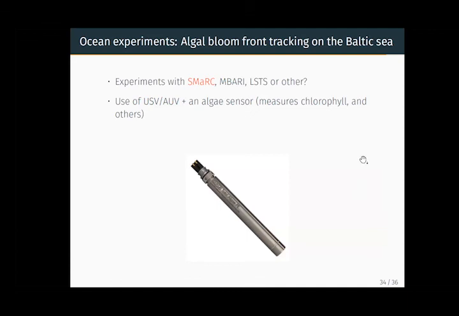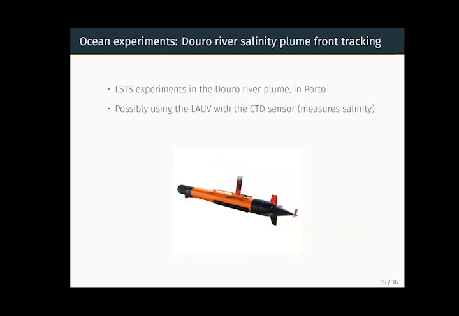And then for ocean experiments themselves, I would possibly have this algal bloom front tracking in the Baltic Sea. This could be experiments with one of these entities. In this experiment, we would use a USV or a UV paired with some algae sensor, such as this one here that I talked with Ivan about. Another ocean experiment I'm planning would be with LSTS in the Douro River plume that I showed you in Porto. We would possibly use a UV like this with a CTD sensor that essentially measures salinity.